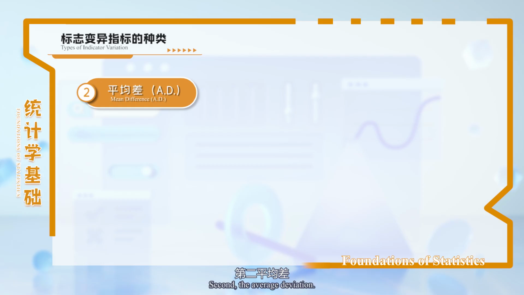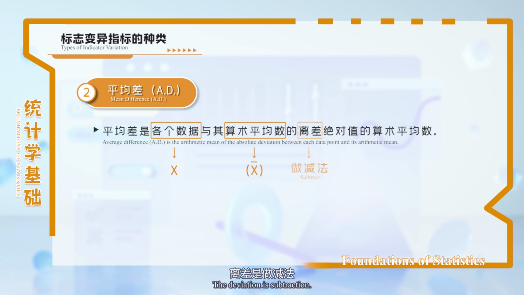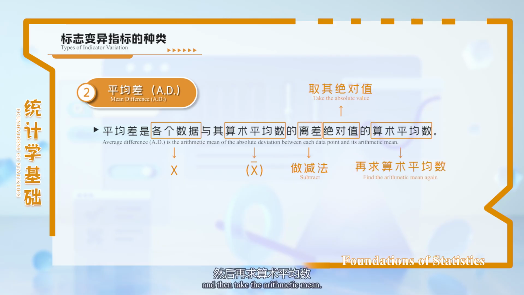Second, the average deviation. The average deviation is the arithmetic mean of the absolute value of the deviation of each data from the arithmetic mean. This definition may sound a bit awkward. We can slowly reason from this definition. Each data is x, and the arithmetic mean is x-bar. The deviation is subtraction. The absolute value is taken, and then we find the arithmetic mean.